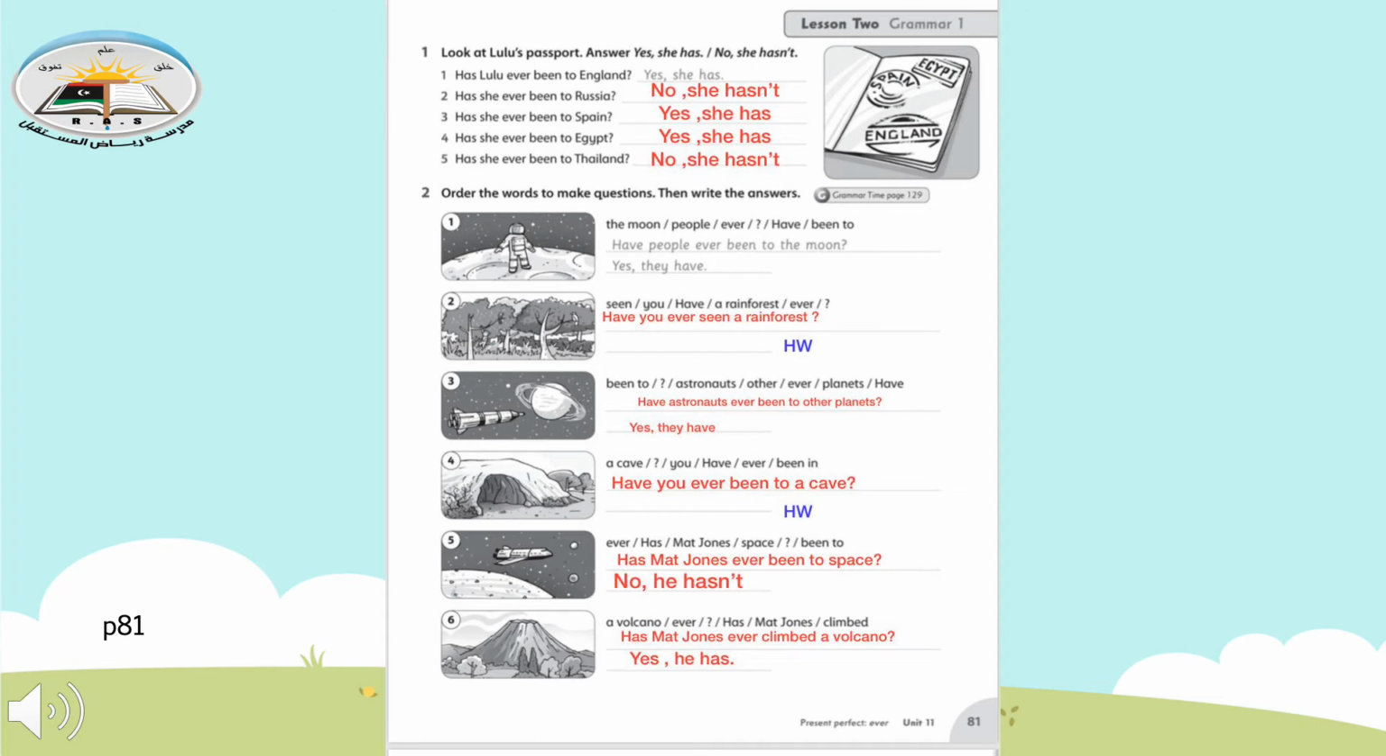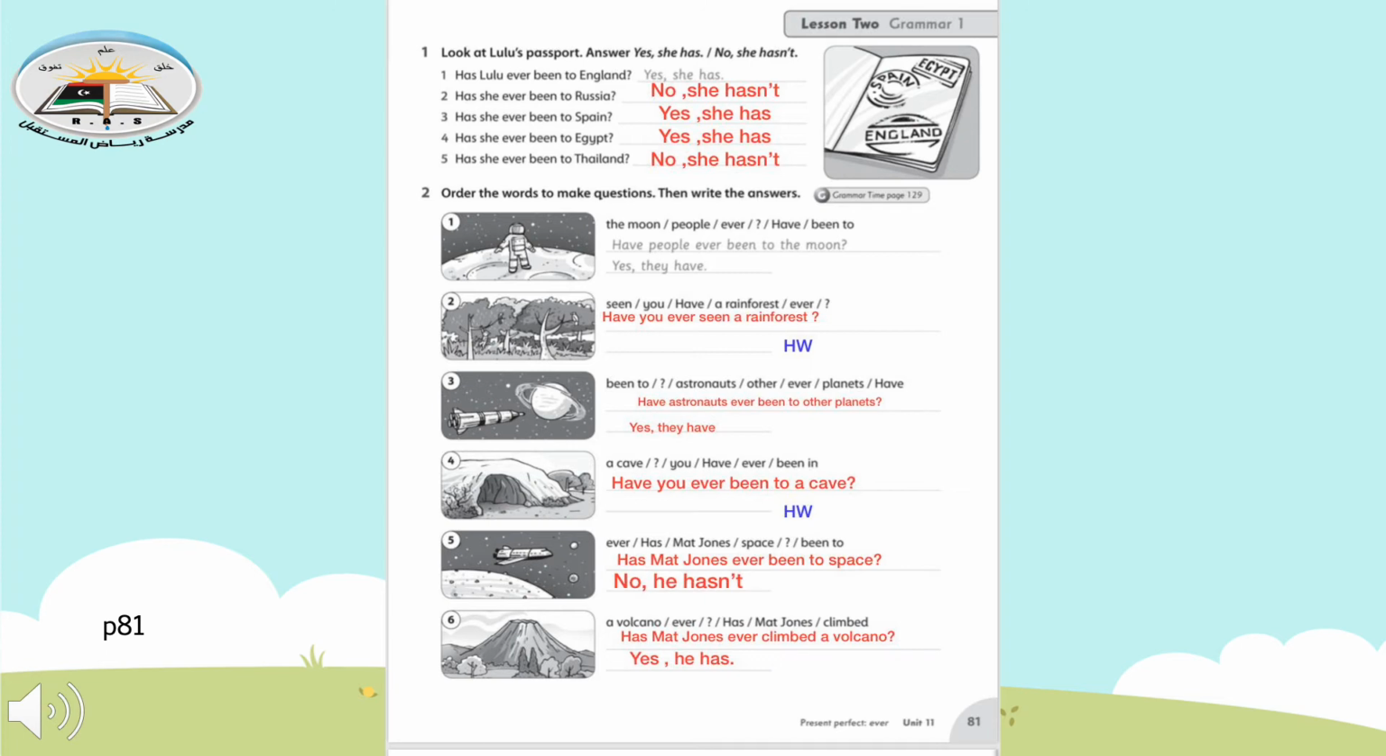Number 5. Has she ever been to Thailand? Look at the passport. No she hasn't. So we have number 2, no she hasn't. Number 3, yes she has. Number 4, yes she has. And number 5, no she hasn't.